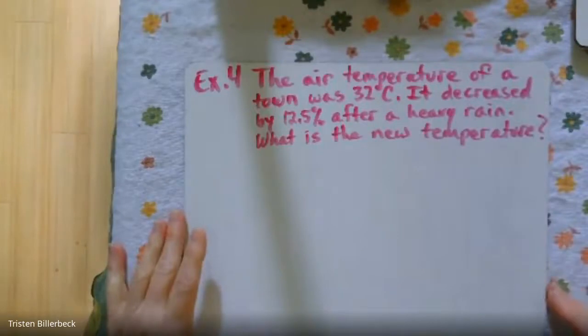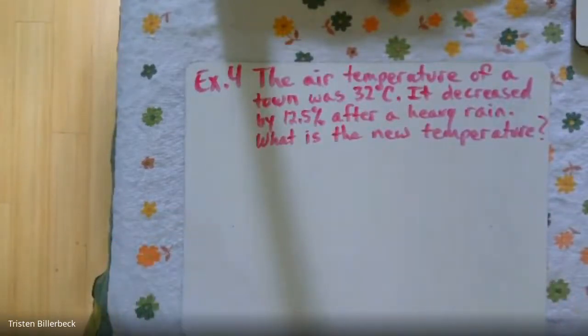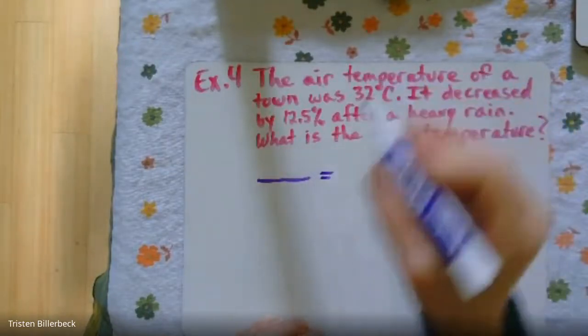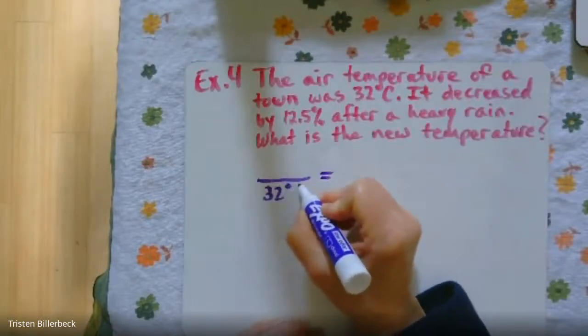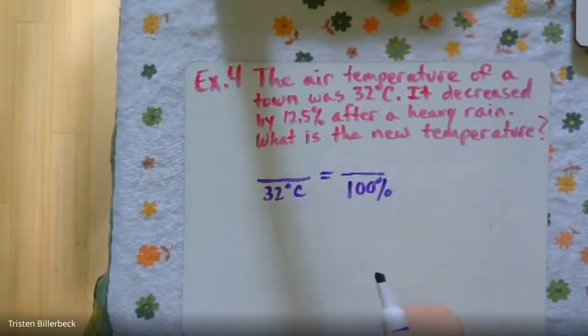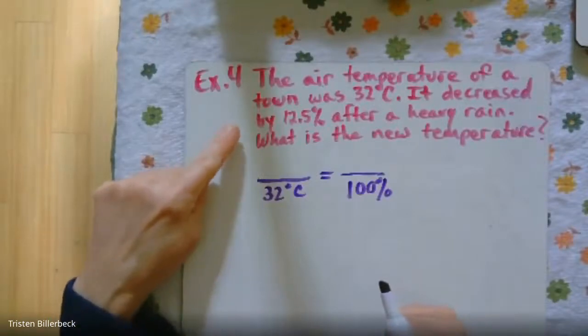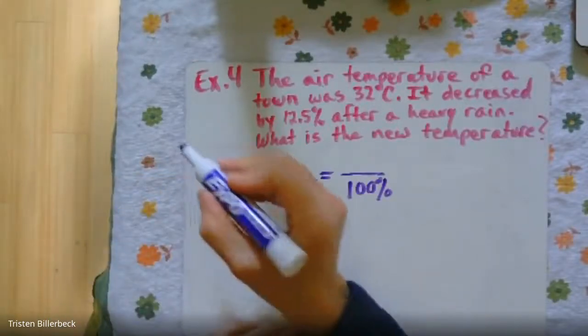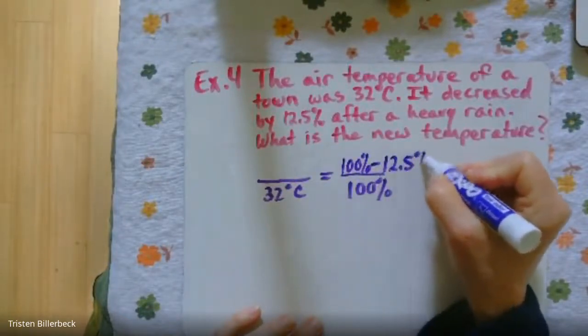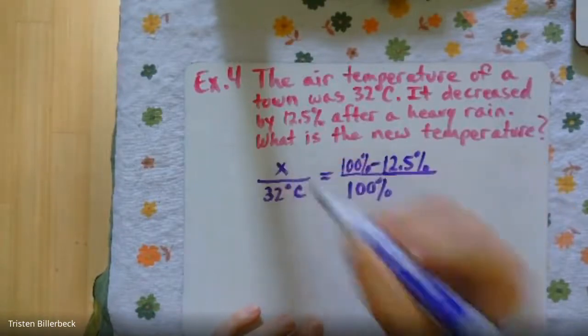All right, the air temperature of a town was 32 degrees Celsius. It decreased by 12.5% after a heavy rain. What is the new temperature? We use our normal setup. It was 32, so that was our original temperature, and we're going to put that over 100%. We have a decrease of 12.5, so we're going to have 100% minus 12.5% over here. And we're trying to find the new temperature.